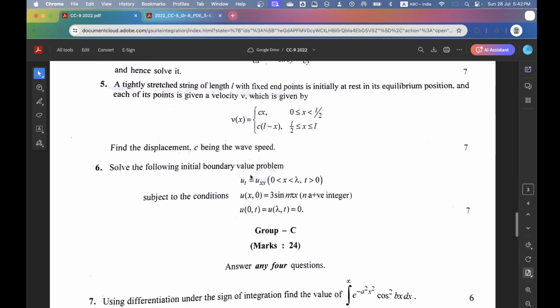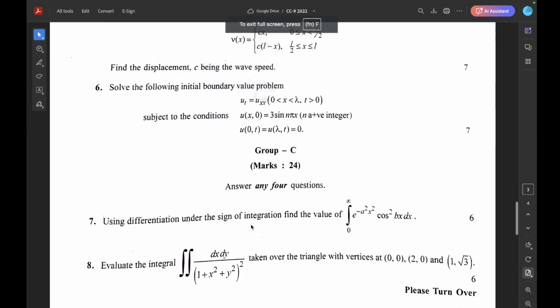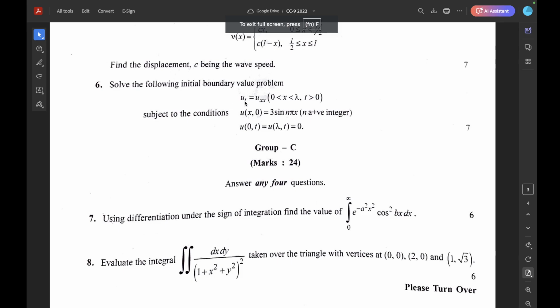Next question, question 6. Solve the following initial boundary value problem: ut equal to uxx, 0 < x < λ, t > 0, subject to the conditions u(x,0) equal to 3 sin(nπx), n is a positive integer, and u(0,t) equal to u(λ,t) equal to 0.